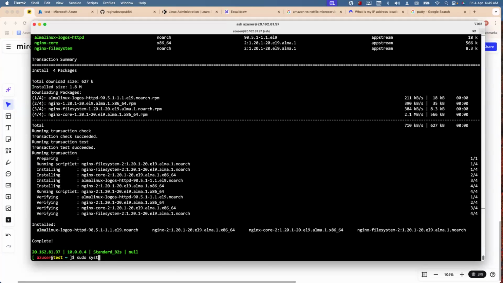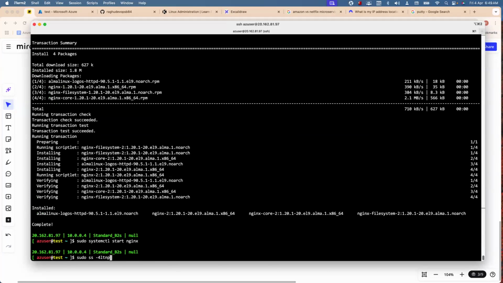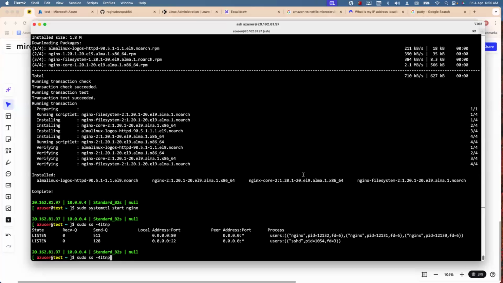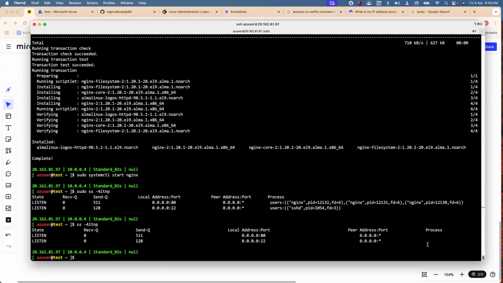Sudo systemctl start nginx. Now you go for sudo, basically access information and enter. Without sudo, you can do that too. The only difference is you will get everything, but the information that you lose is process information. The process can't come unless you have used sudo. Otherwise, you're just looking only for ports. It will also work without sudo.